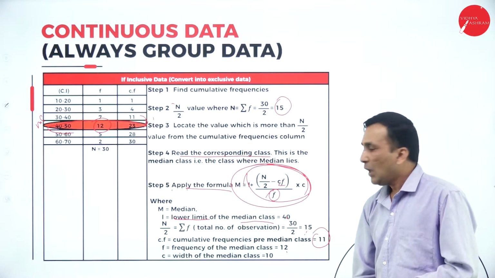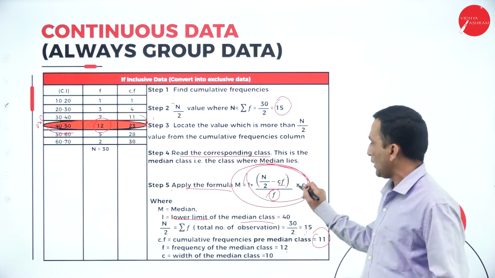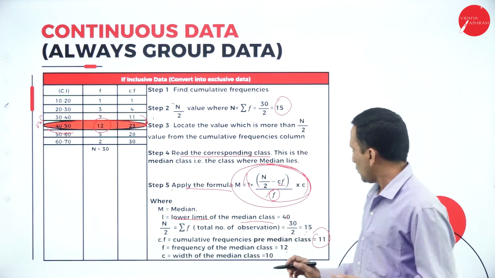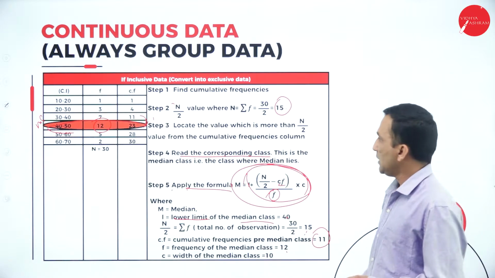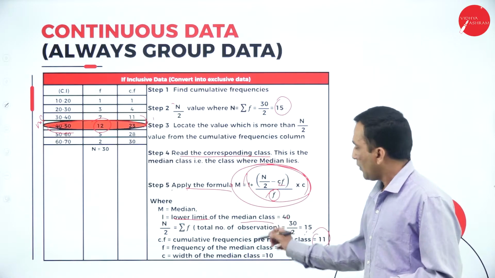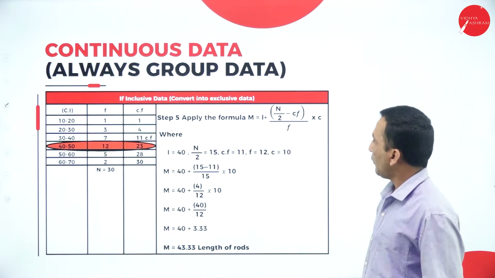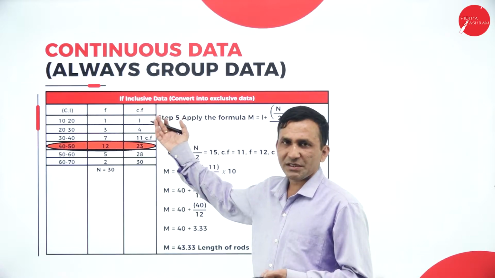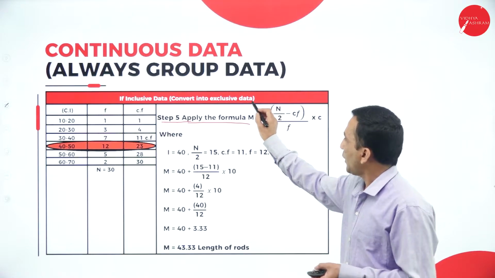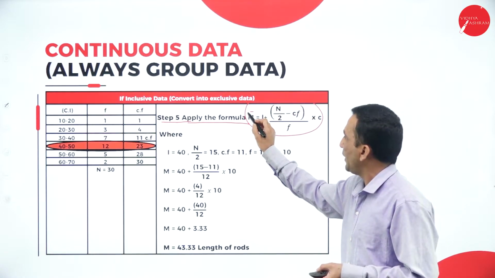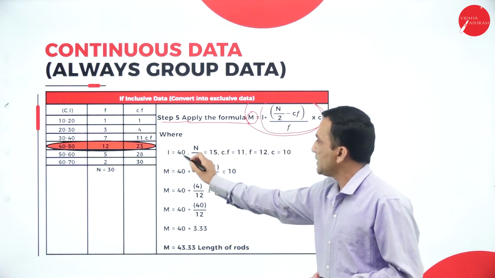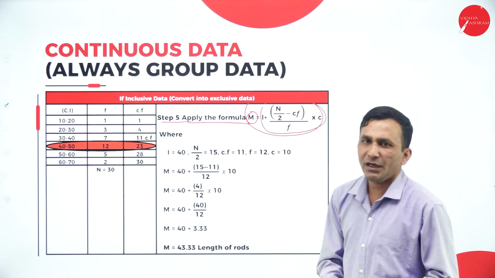The frequency is 12, which I have written. Now last, according to the formula, the class width C is required. Each class has a width of 10, so in the C place I have written 10. Now we can simplify, because we have got all the information. Moving forward using the 5 steps, we are in the final step. Now apply the final formula to find the median. According to the formula, L is 40, because we already identified it based on the median class.